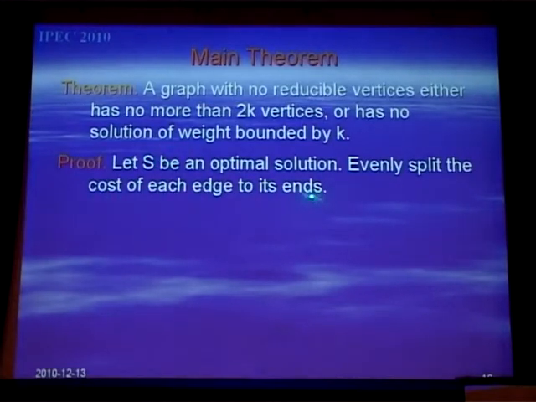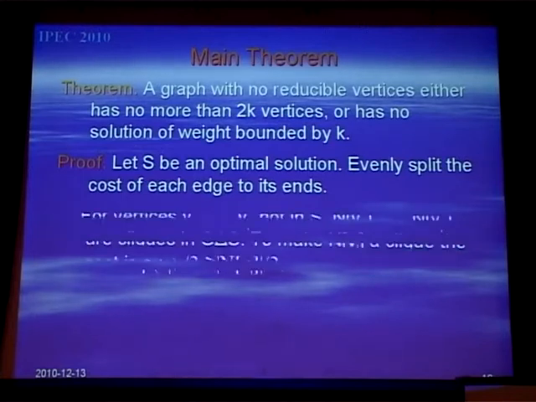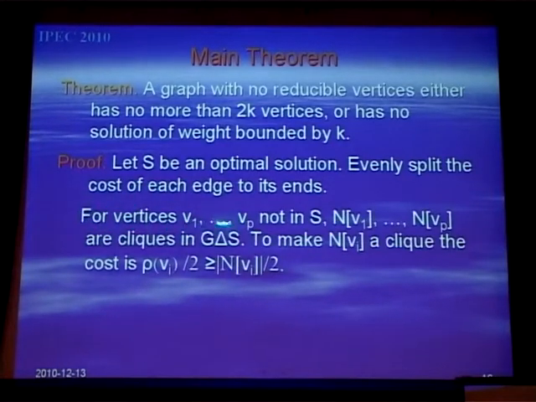The proof basically goes like this. Suppose you have an optimal solution. Now instead of counting the edge weights, the cost of an edge, you evenly split each edge to its two ends, okay? In that case, you look at those vertices which are not in that solution. Remember, those vertices are not in the solution, that means the local structure of those vertices is not changed. That means really the neighborhood of each of those vertices must make a clique in the final solution.